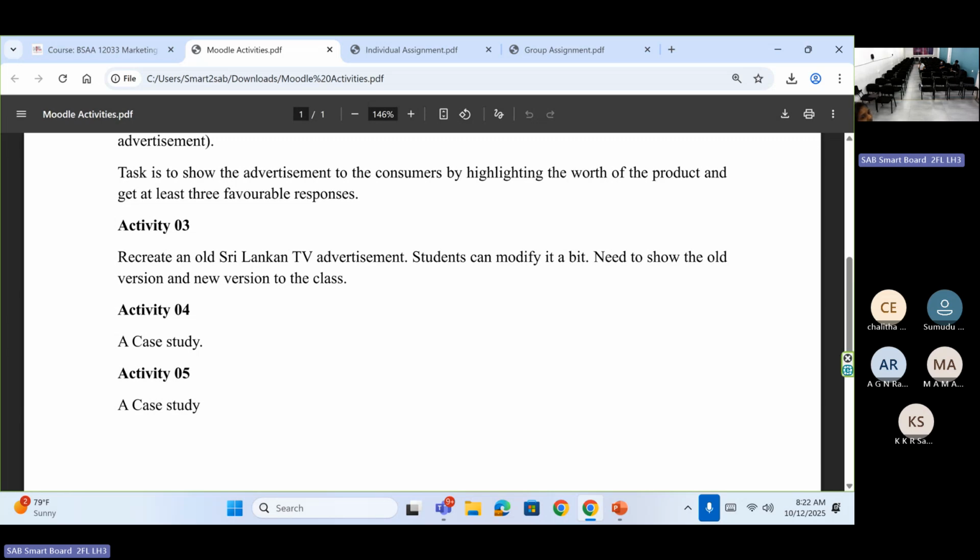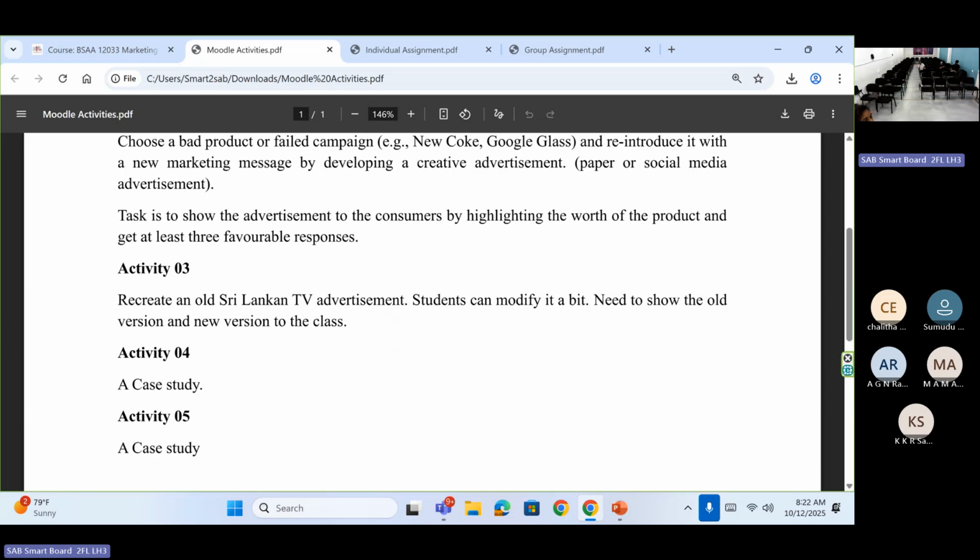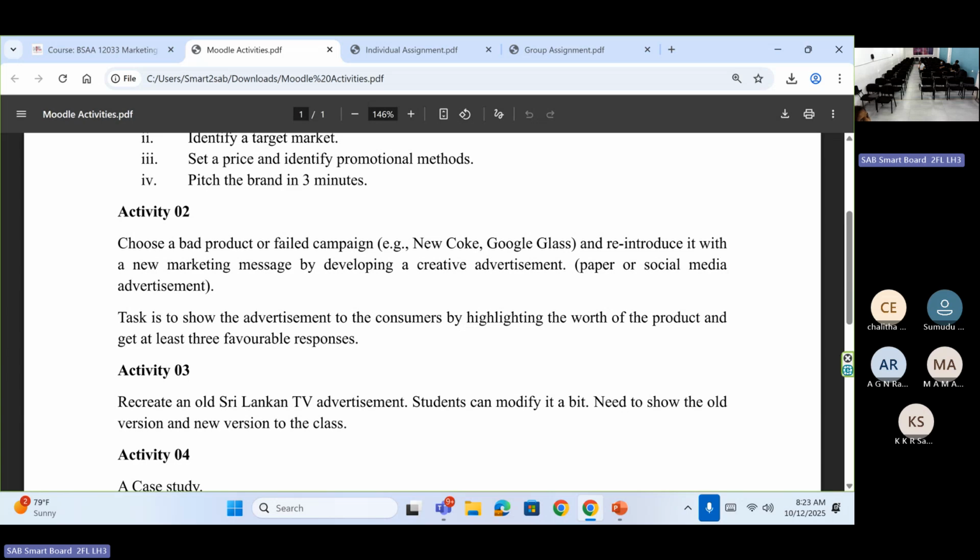Okay. So that's what the Moodle activities are. So I will let you know what the deadlines are. I think I have.